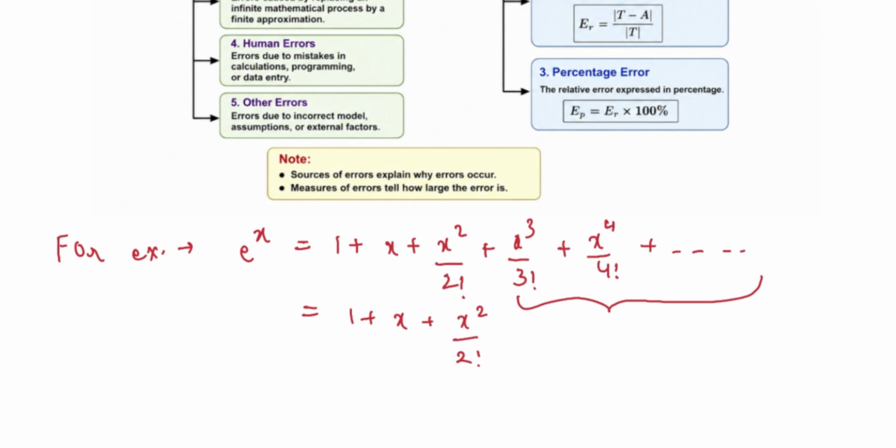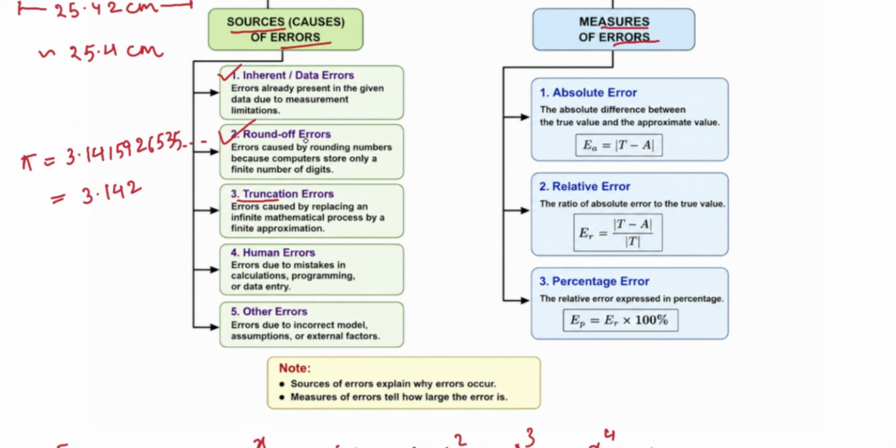Whenever we ignore the remaining terms of an infinite series, we introduce the truncation error. In practical computations, we often keep only the first few terms and ignore the remaining terms. Mostly, numerical methods rely on approximations. So truncation error is one of the most common types of error in numerical analysis.